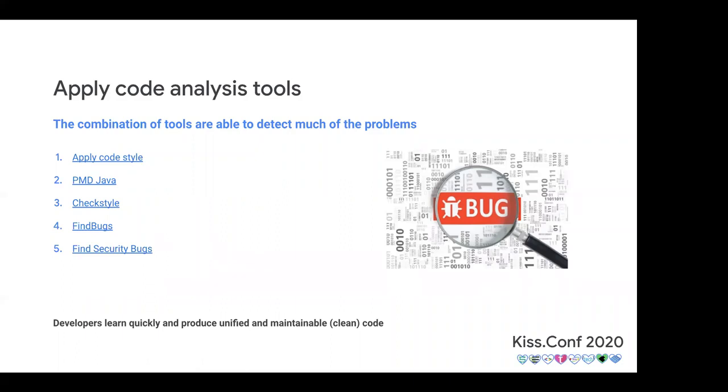Those tools can detect a lot of bugs which the developer produces, and also they can detect some bugs such as SQL injection and XSS attacks, that code that is vulnerable to XSS attacks, and we can avoid all this stuff in advance. So these tools help the developers to learn the stuff that they shouldn't apply in production code, and that in return contributes to unified and maintainable clean code that everyone understands.